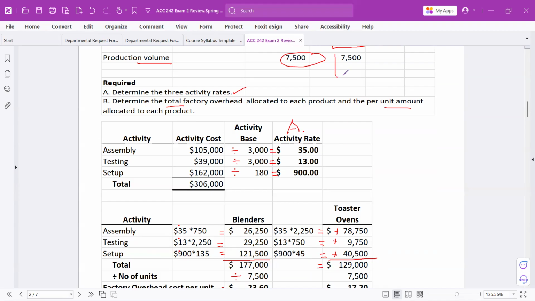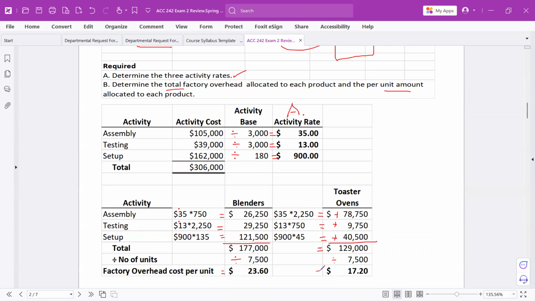Divide by the number of units, right? Divide by the 7,500 units, and we end up with the overhead on a per unit basis. That's using activity-based costing. And again, it wouldn't matter whether we used one rate, two rates, or 15 rates. We'd be doing the same thing. Find the rate, some measure of overhead over some measure of the allocation base. Use that rate to assign the overhead, come up with total overhead, divide by the number of units.